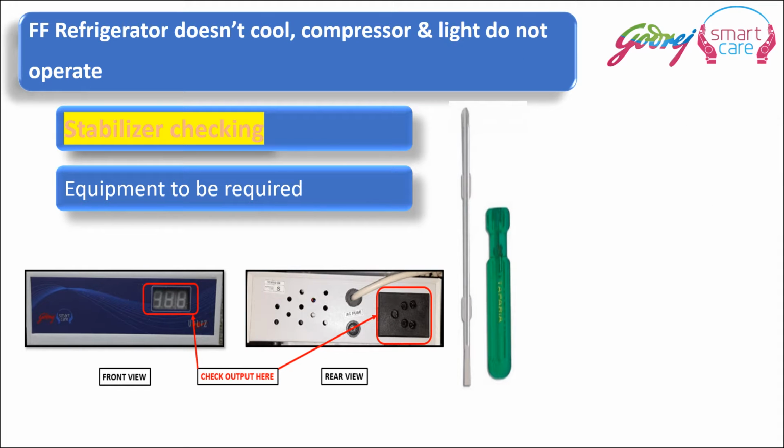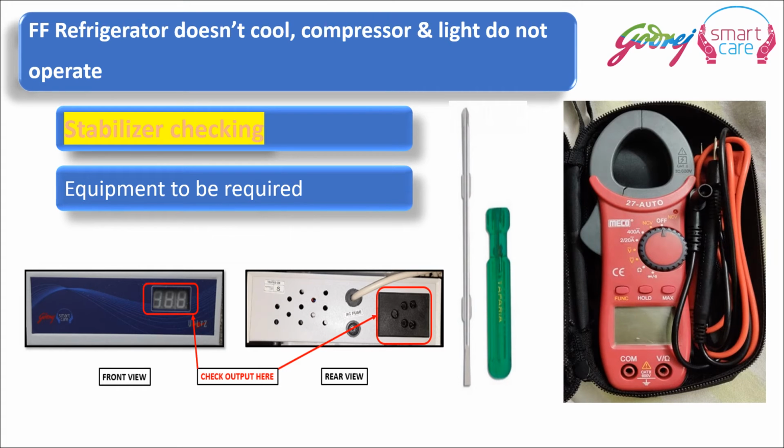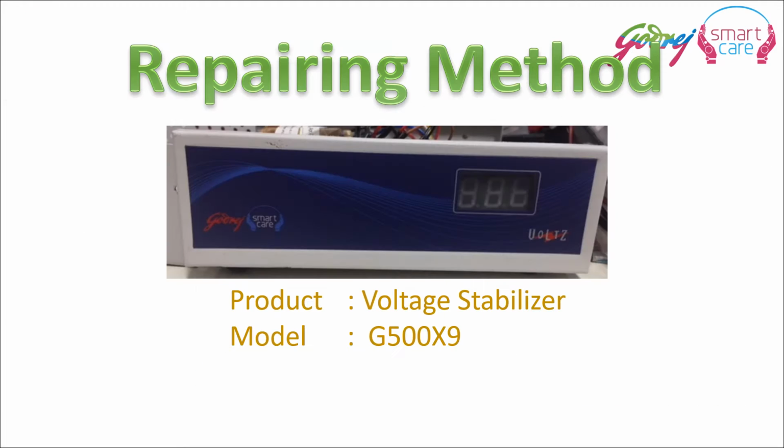If we have to check the stabilizer, we have to check the input and output of the stabilizer. What is the input to the stabilizer and what is the output from the stabilizer? That would be our first step in checking the stabilizer. This we should do with the help of a proper multimeter, which is set to AC voltage settings.